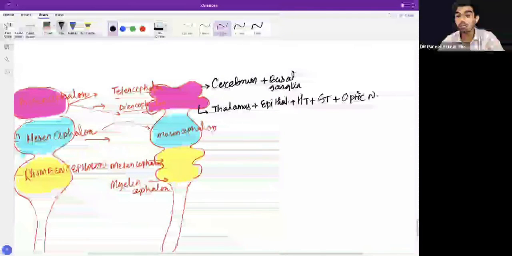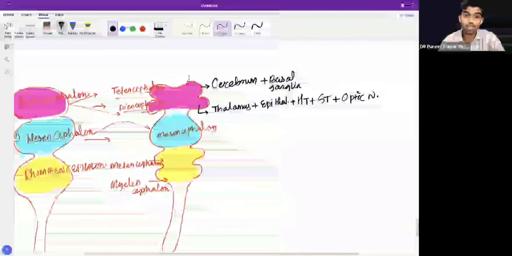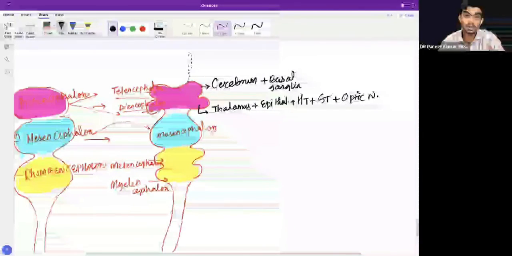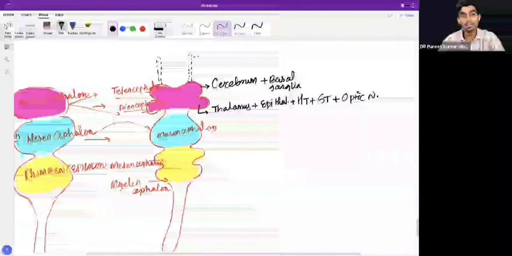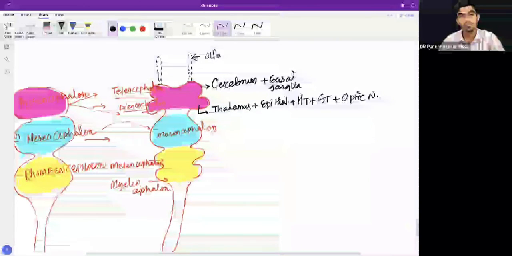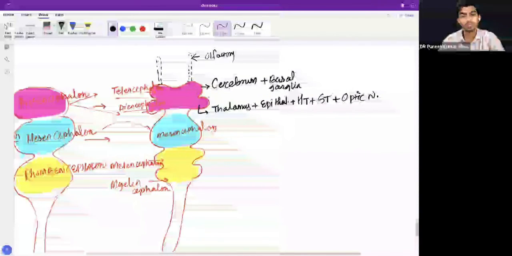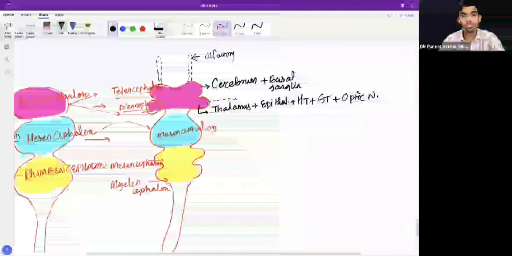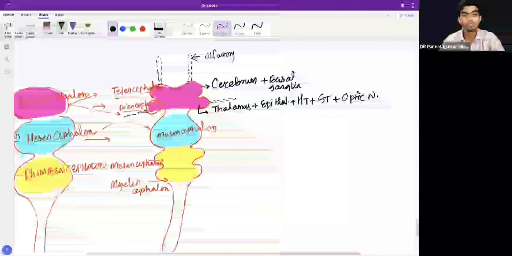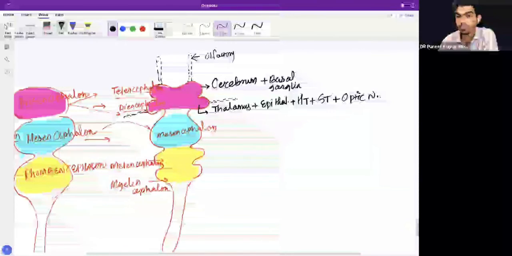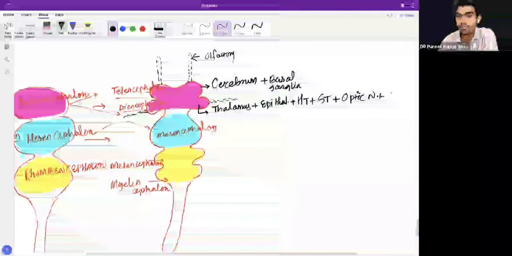Look, the olfactory knob develops from the telencephalon, like this. This one is the olfactory knob. Here is your optic knob. Optic knob along with the retina.